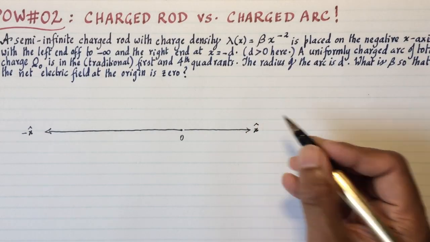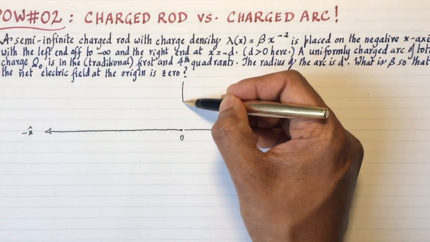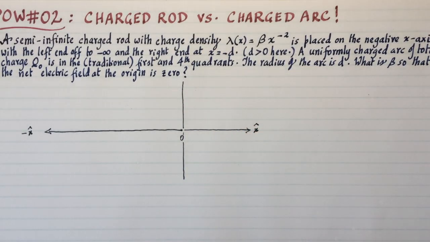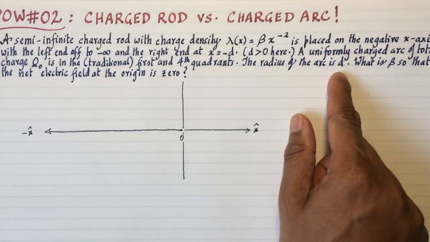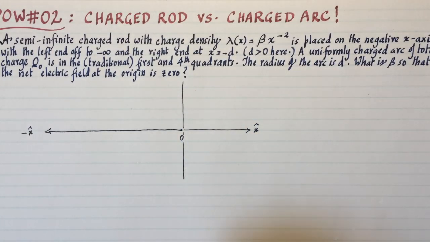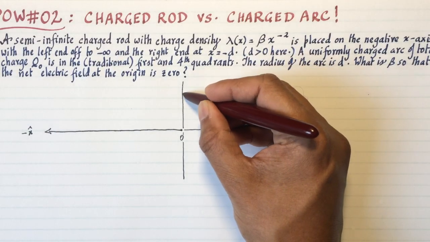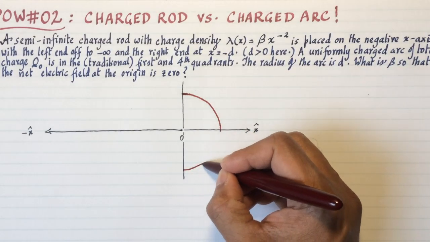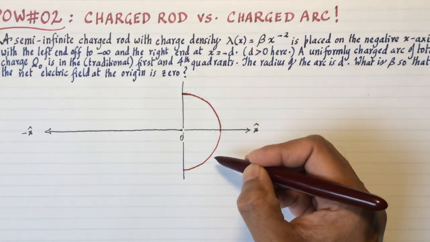Now there is a semicircular arc that is of radius d. The radius d in the first and the fourth quadrant. So I'm going to indicate that arc like this. The traditional coordinate system would be the first quadrant and the fourth quadrant.